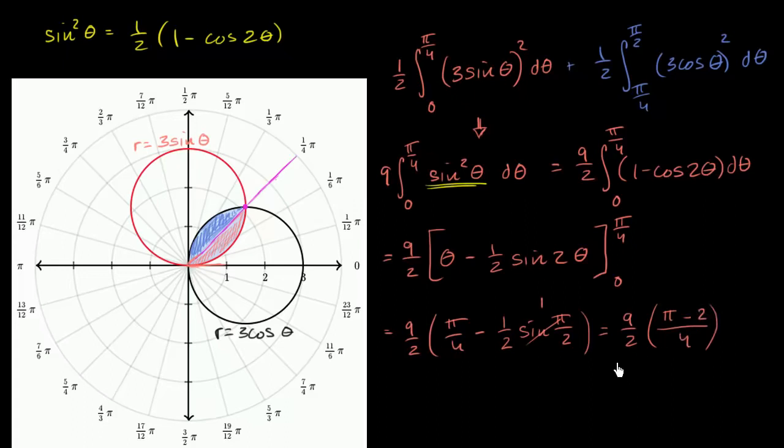So we could write it like that, or we could multiply everything out. Or we could say this is going to be equal to 9 pi minus 18 over 8. And we are done.